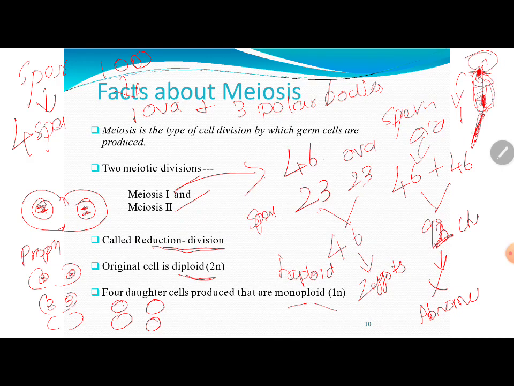That is the reason from one spermatocyte, 4 sperms are formed. But in females, out of one oocyte, only one ova is formed. The reason is, once the ova, that's your regular menstrual cycle happens, right?